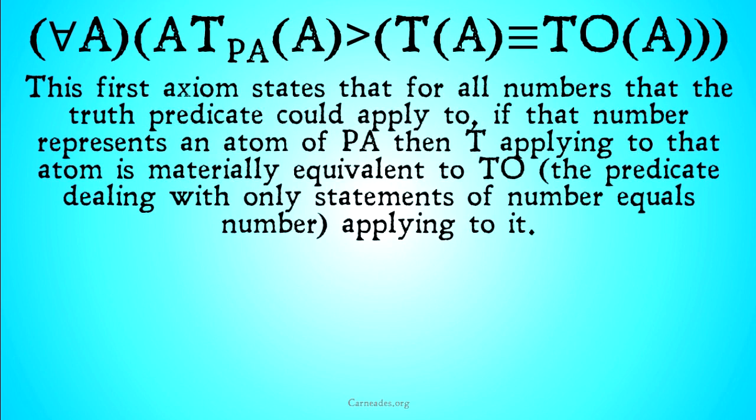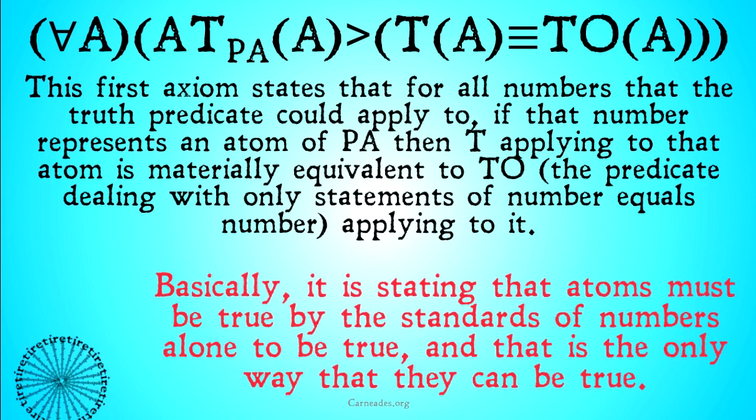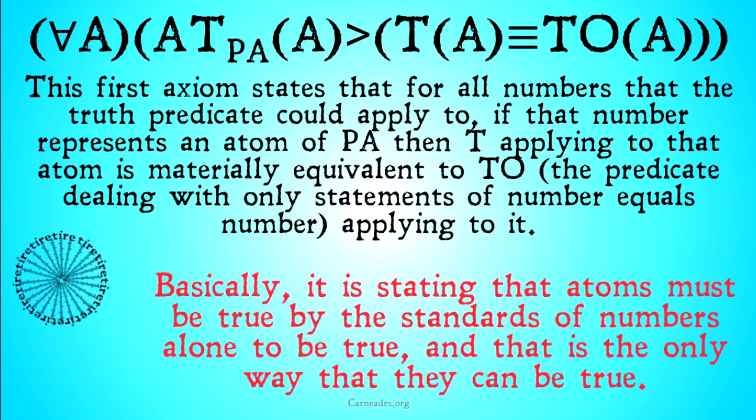Now, on to the axioms. So the first axiom states that for all numbers that the truth predicate could apply to, remember the truth predicate applies to numbers, not statements, if that number represents an atom of Peano arithmetic, then T applying to that atom is materially equivalent to T0, the predicate which only deals with those kinds of statements of the number equals number, applying to it. Basically, it's stating that atoms must be true by the standards of numbers alone, numbers equaling numbers to be true. And that's the only way that they can be true. And if they're true by that, it's both necessary and sufficient for them to be true by our larger truth predicate, just T.